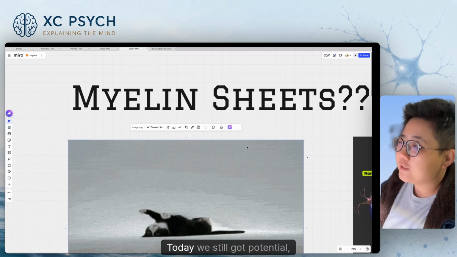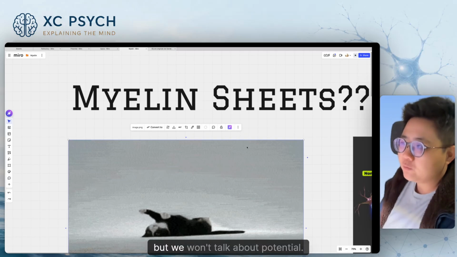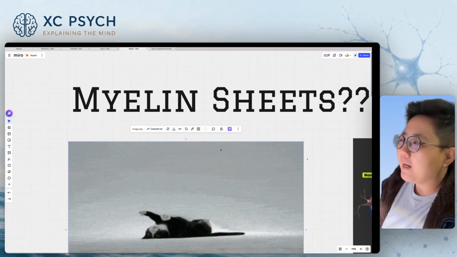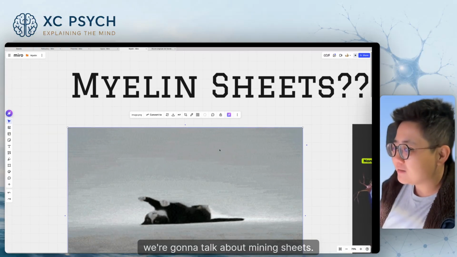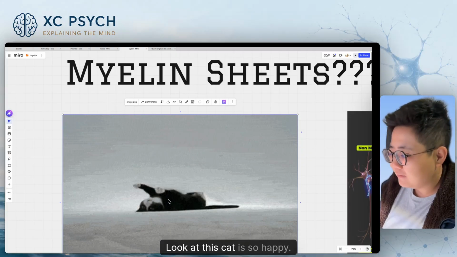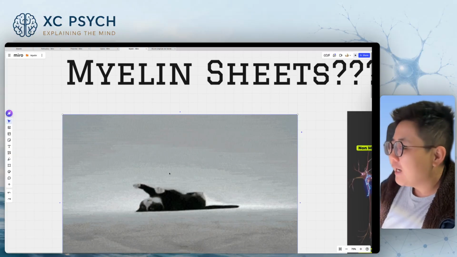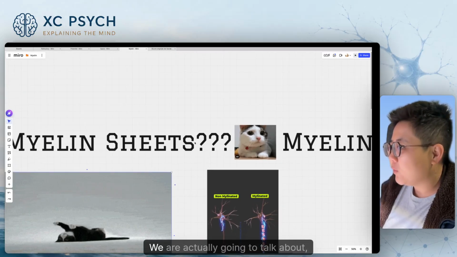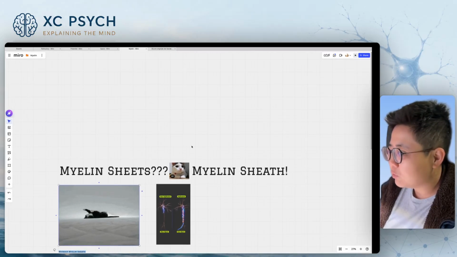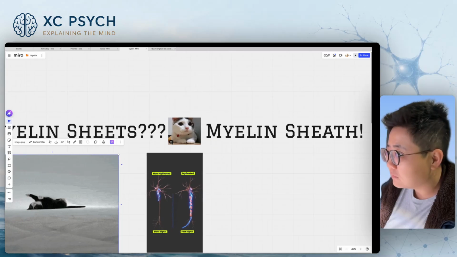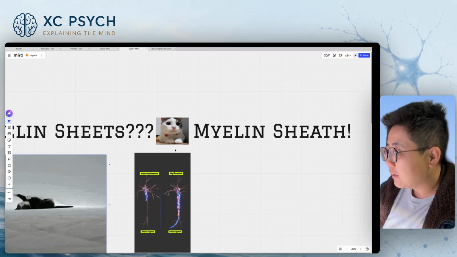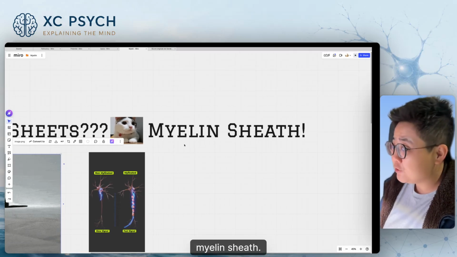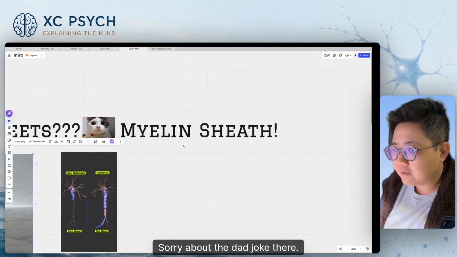Well, hello, hello. Today we still got potential, but we won't talk about potential. Actually, we will talk about potential. Sorry. We're gonna talk about myelin sheets. Look at this cat. It's so happy under the sheet. Actually, that's incorrect. We are actually going to talk about boom, boom, boom, boom, boom. What? Look, this cat, how cute she is. Myelin sheath. Sorry about that joke there.